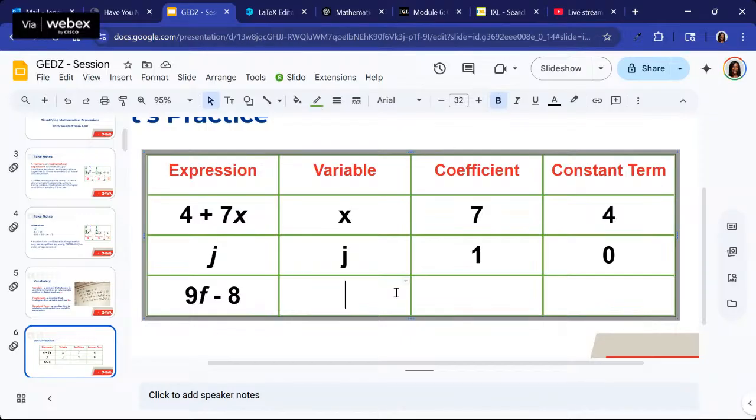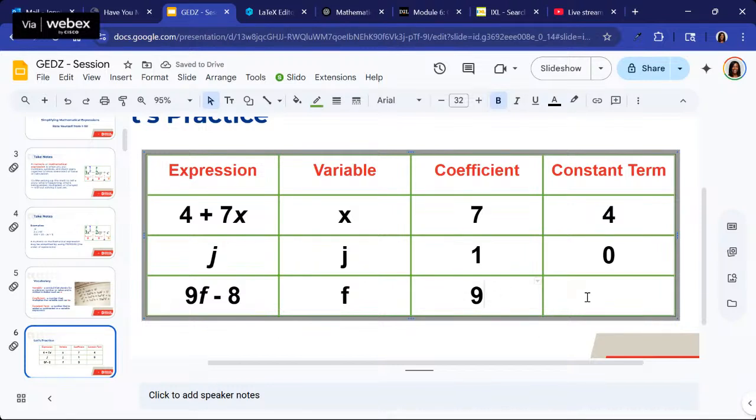I see you, Miss Freeman. I'll make sure we get one more in. Variable. What is the coefficient? Carefully now, careful. Very good. Coefficient, Miss Freeman, is the number attached to the variable. What's the number attached to the variable? That's going to be 9 because it's 9f.